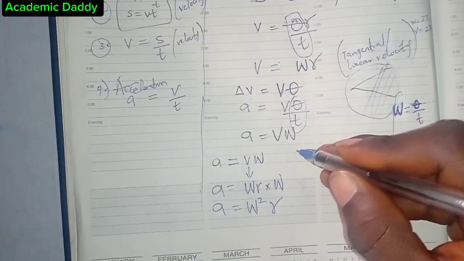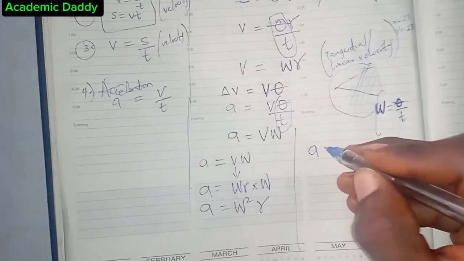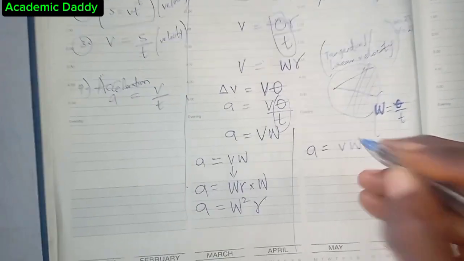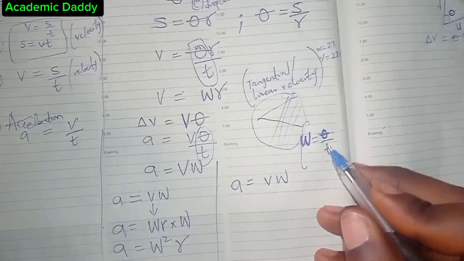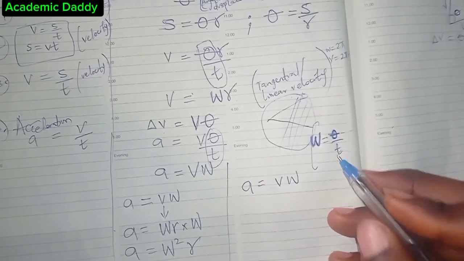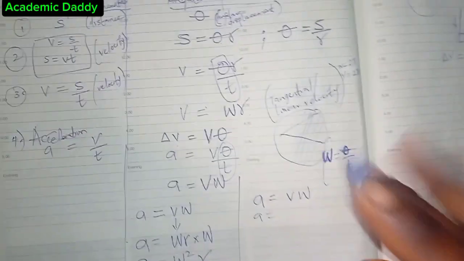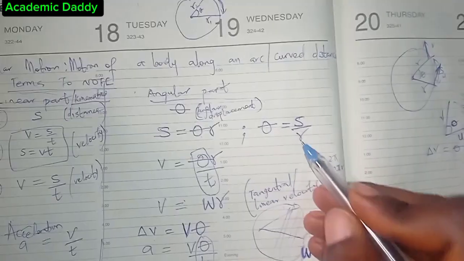And also, if I look at this again, a equals vw. I'll very well see that w is equal to something which is theta over t. But theta on its own, if you remember, theta is s over r.